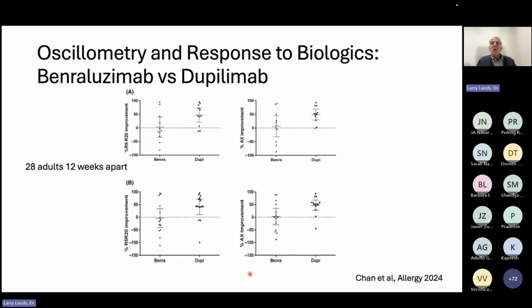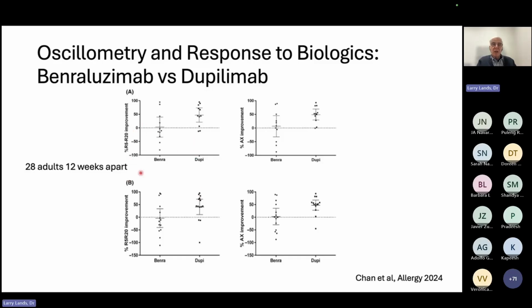And there's been so few head-to-head challenges in biologics, and I'm always saying, when am I going to see the Pepsi challenge, see one biologic or another? Because you're always confronted, which biologic do I pick for my patient? So here was one study. It's in adults, 12 weeks apart, and they compared benralizumab to dupilumab.